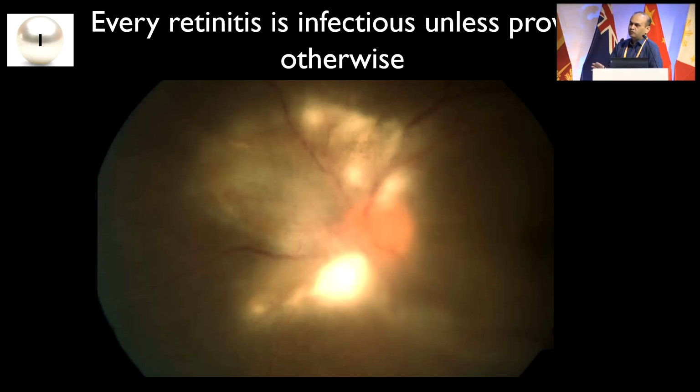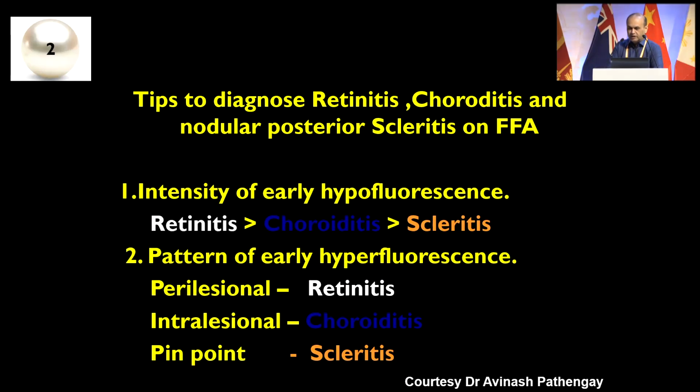One of the most common non-infectious causes of retinitis is Behçet's. Very rarely, sarcoidosis can present with retinitis, though usually it is choroidal. So otherwise, every retinitis, golden rule, is supposed to be infectious unless you can rule out all causes of infections. Now the second point in retinitis is that a lot of times people get confused whether you're dealing with a retinal involvement or a choroidal one or a scleritis.